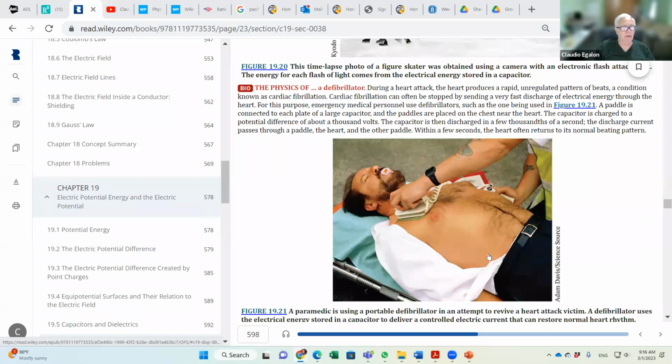Another application of capacitors is in defibrillators. Capacitors are very good devices to discharge a large amount of energy in a very small amount of time. That's what their applications are for. A battery may have more energy than a capacitor, but you cannot discharge the energy of the battery very quickly. A capacitor allows you to do that.